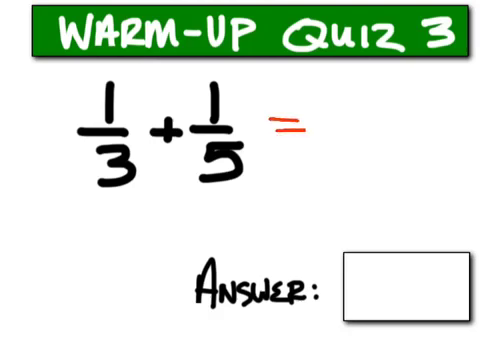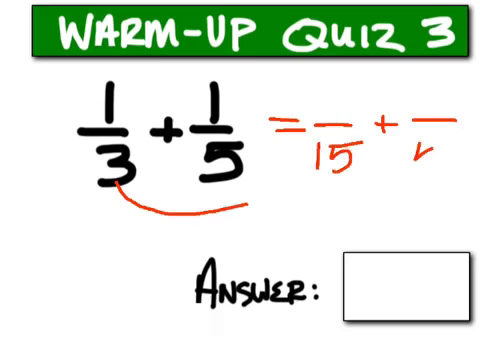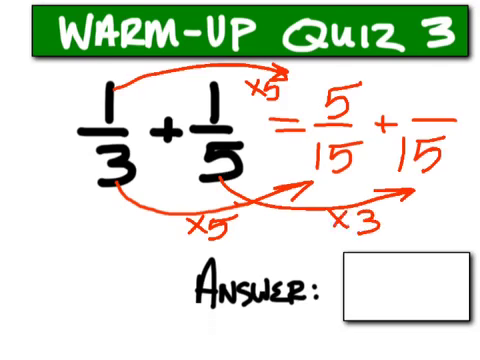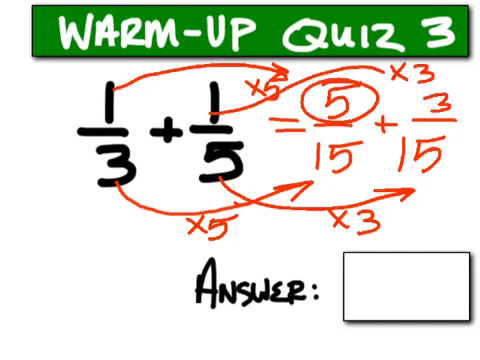To get the answer, you have to find the lowest number that both 3 and 5 will go into. 3 and 5 will both go into 15. So times 5, multiply 1 times 5 to get 5. 5 times 3 is 15, so 1 times 3 is 3. 5 plus 3 is 8. 8 over 15 is the answer.